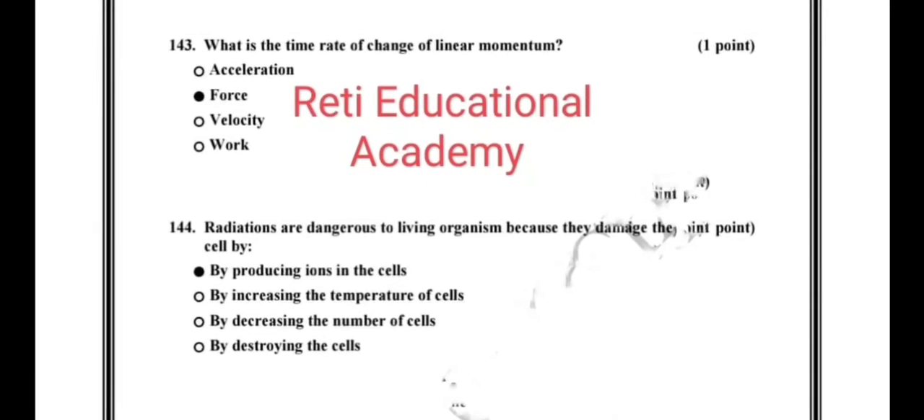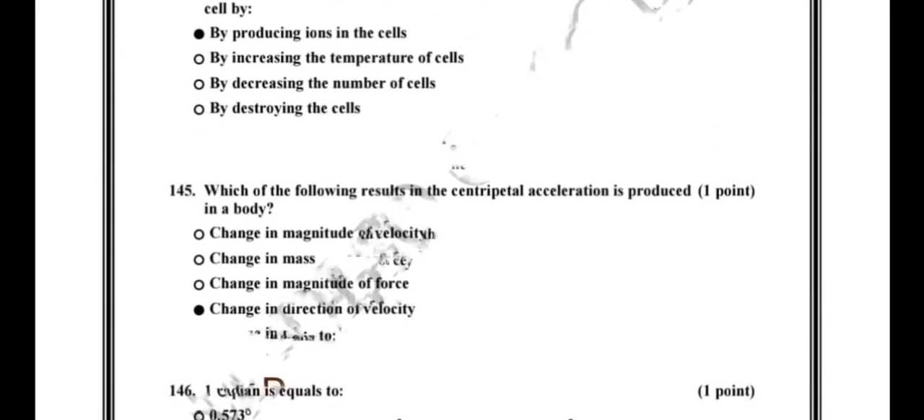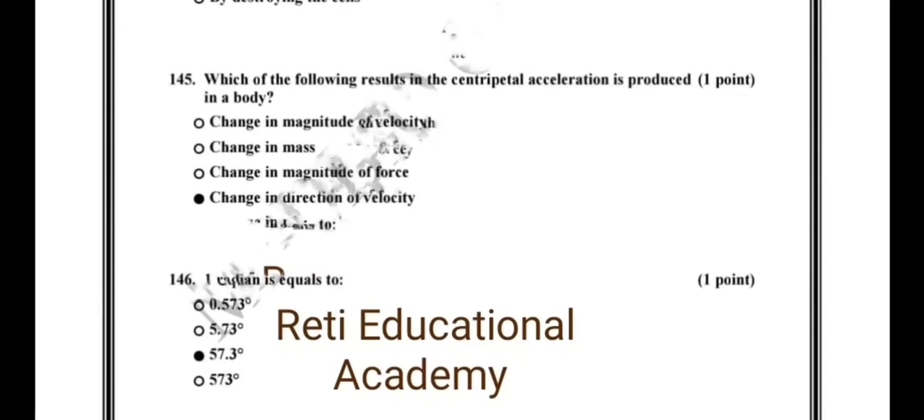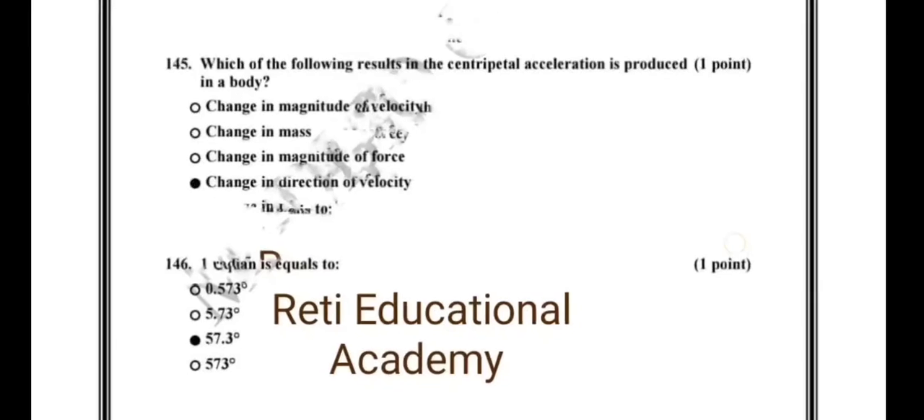Question number 144. Radiations are dangerous to living organisms because they damage the cell by, and the correct option is by producing ions in the cells. Question number 145. Which of the following results in centripetal acceleration produced in a body? And the correct option is change in direction of velocity.